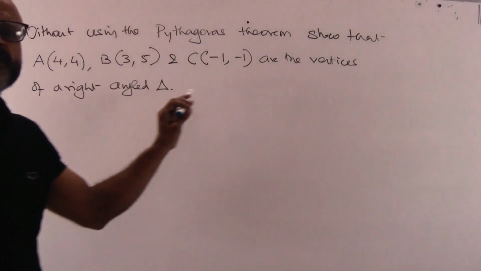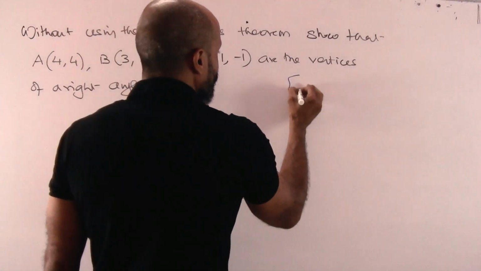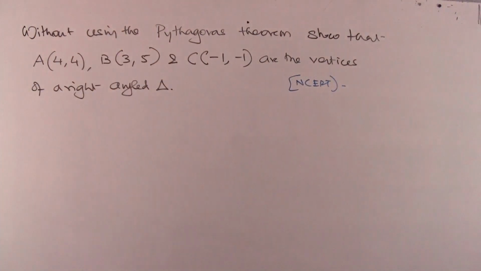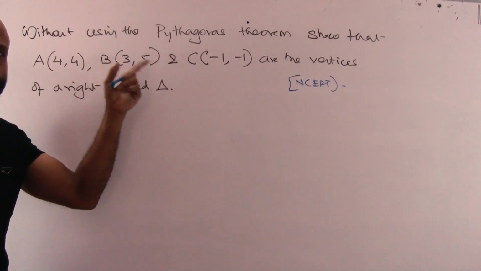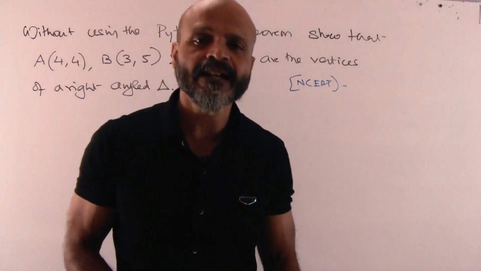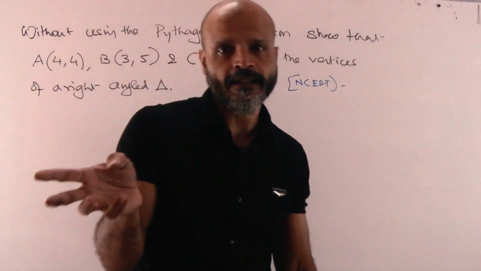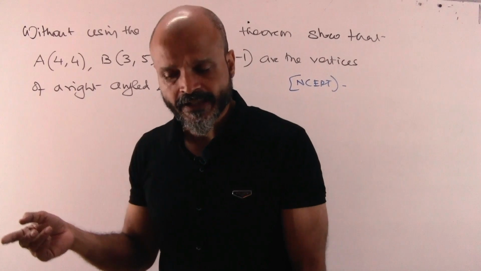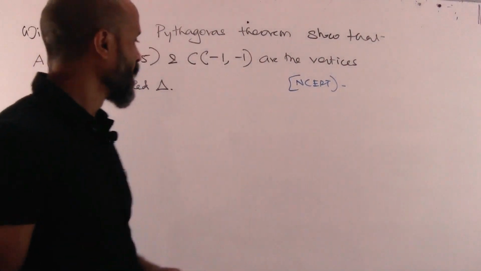So, here we have a question from NCERT. Without using the Pythagoras theorem, show that A, B and C, whose coordinates are given, are the vertices of a right angle triangle. Now, what do you mean by a right angle triangle? Obviously, when we prove it by Pythagoras theorem, we prove that the square of the hypotenuse is equal to the sum of the squares of the remaining two sides. So, without using this theorem, we have to prove this. How do we prove this?